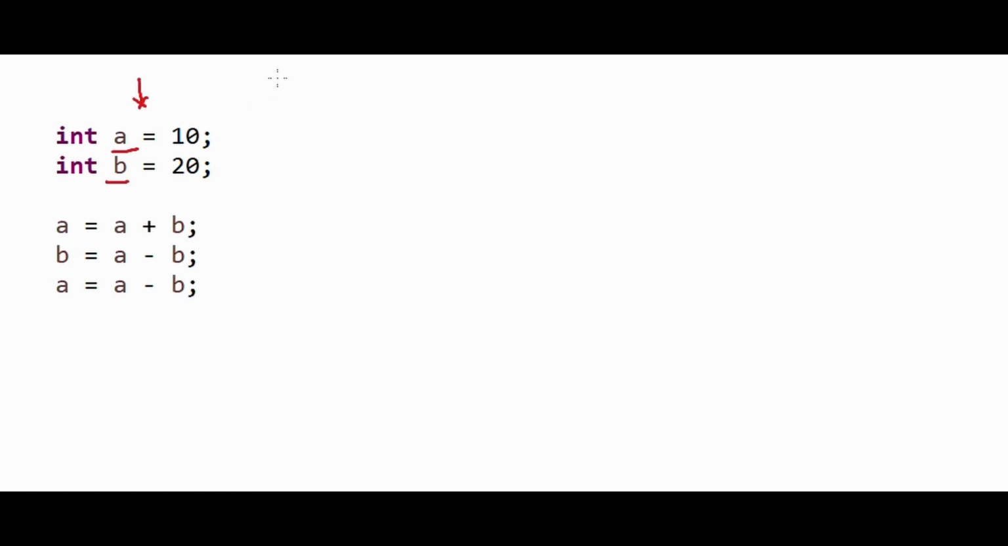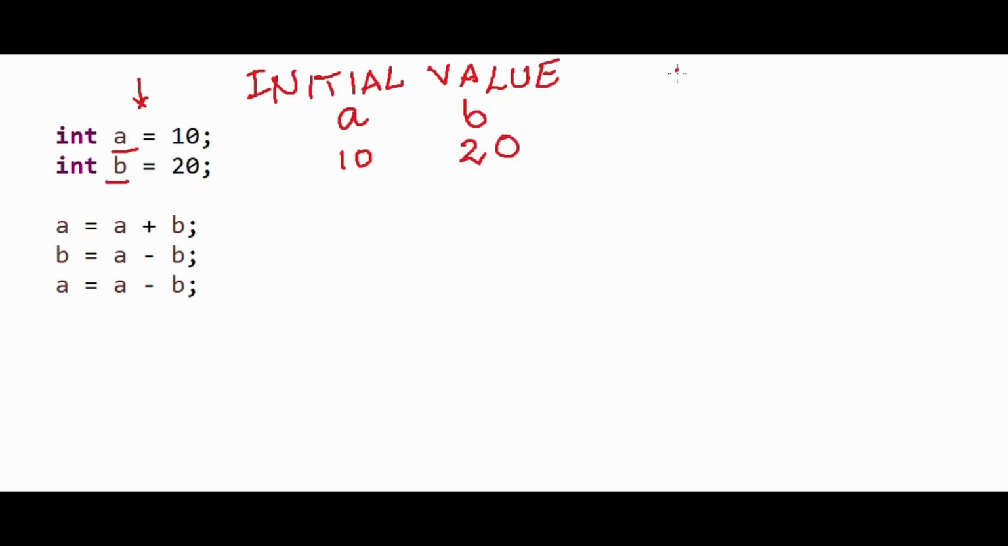So let me first tell you the initial value. The initial value of A is 10 according to the first line. The initial value of B is 20. And then the memory representation is, A will contain the value 10 and then B will contain the value 20.